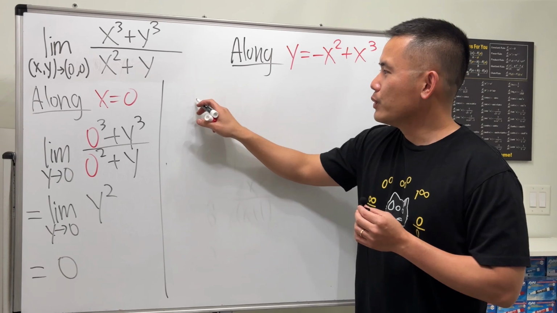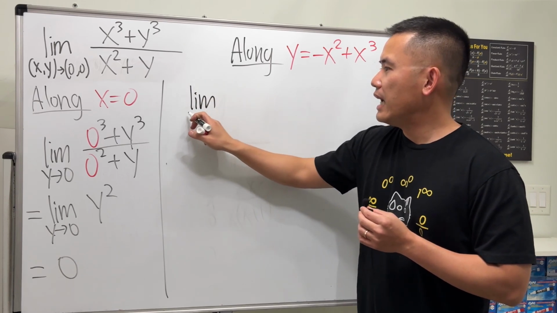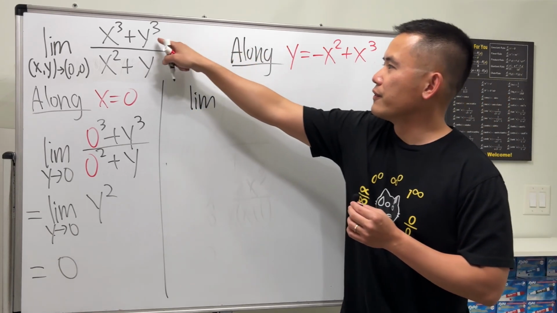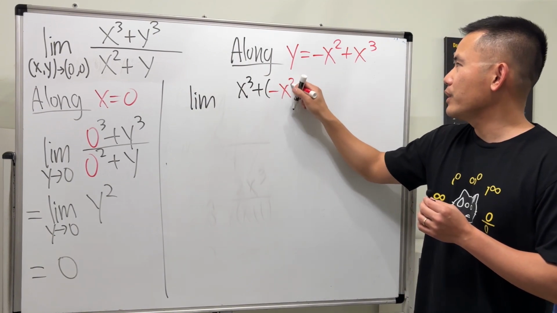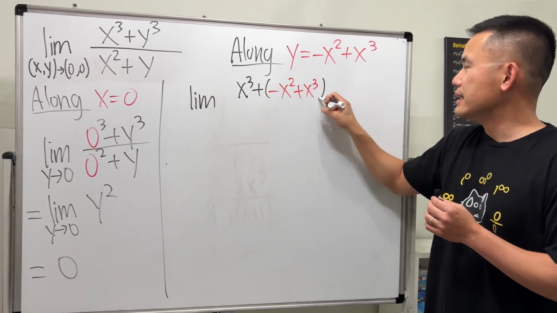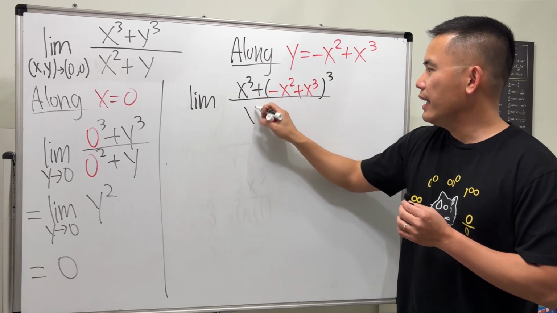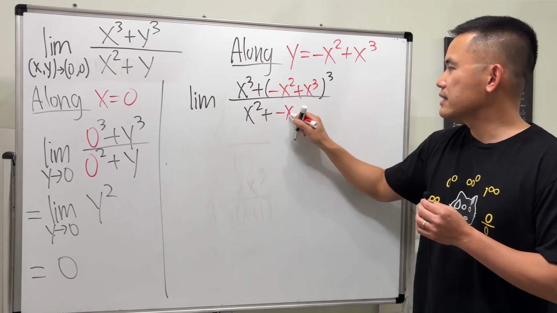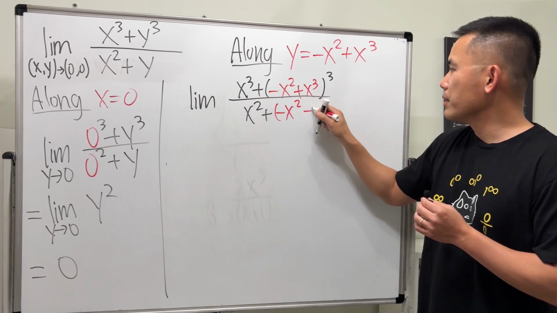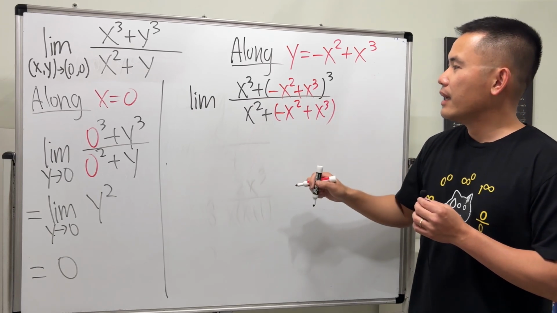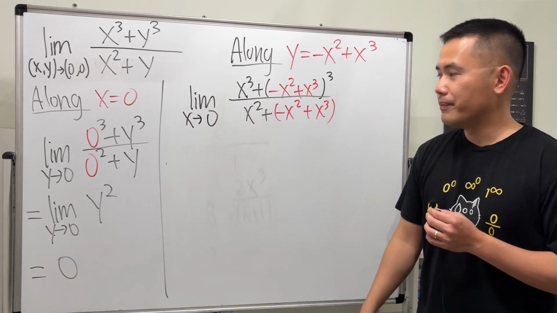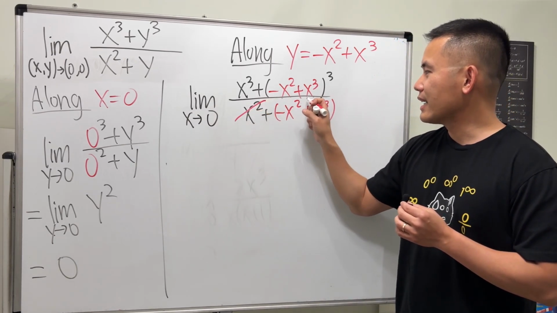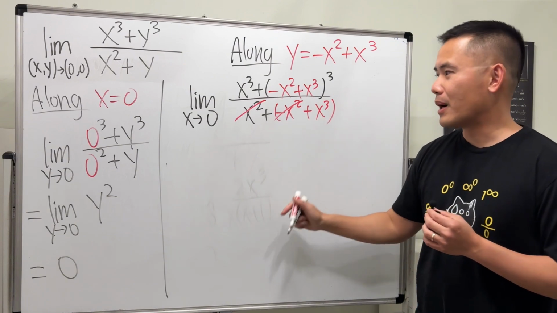Anyways, here we will just have to check the limit as, okay, let's put this right here first. So we get x cubed plus parentheses negative x squared plus x cubed, and then third power, over x squared plus negative x squared, and then plus x cubed. So it's all just x, right? So that's the limit as x approaches 0. On the bottom, this and that cancel. We just have x to the third power.